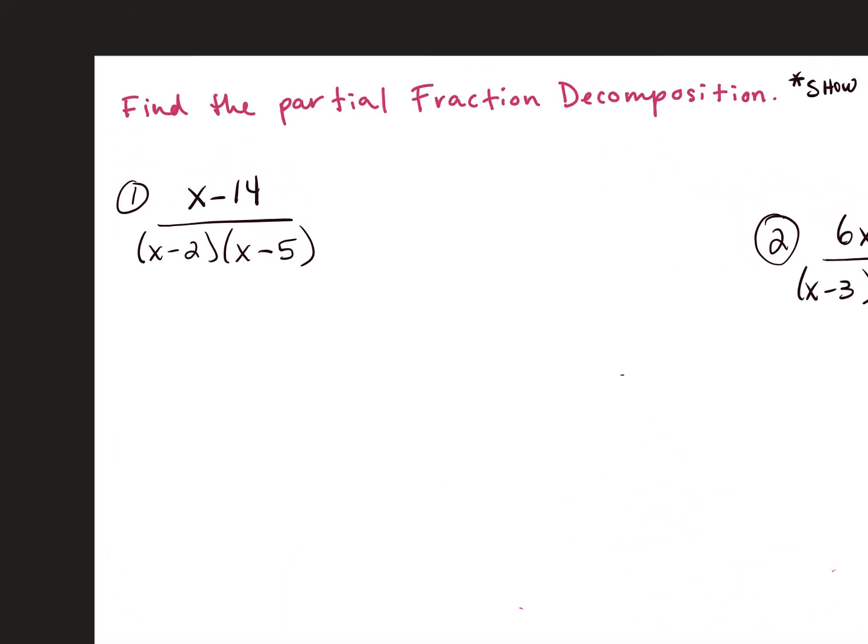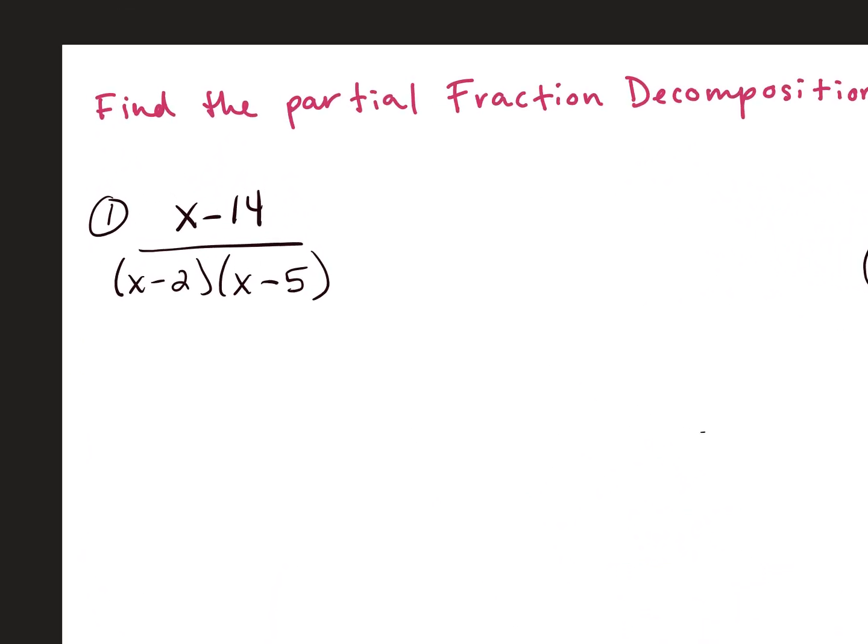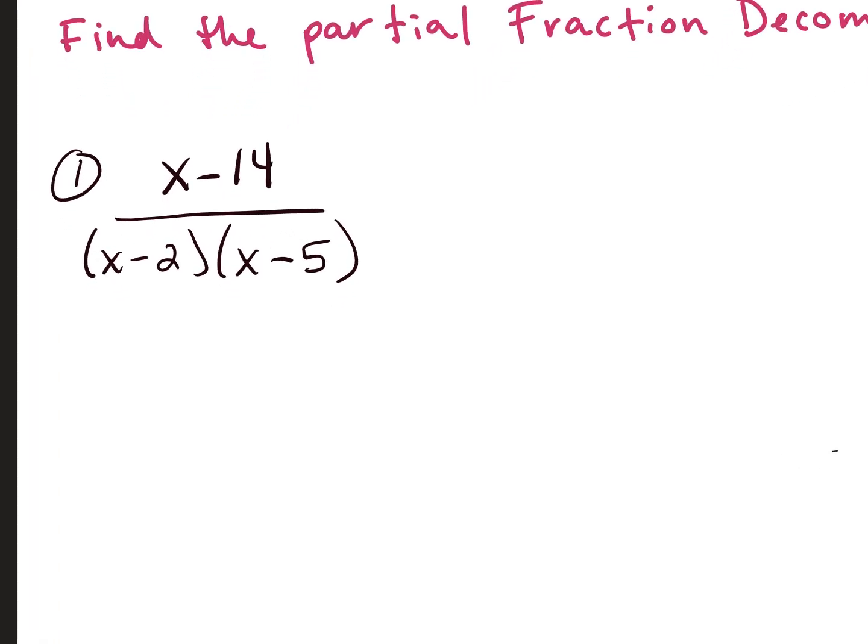If we look at example 1, this is going to make a lot more sense when you see this actually done out. You have x minus 14 over x minus 2 times x minus 5. This is factored for us in the denominator. So this is easy to find out what x is equal to based on that denominator. x minus 2 gets set equal to 0. You move the 2 over. That means x is equal to 2. x minus 5, set it equal to 0. Move the 5 over. That means x is equal to 5.